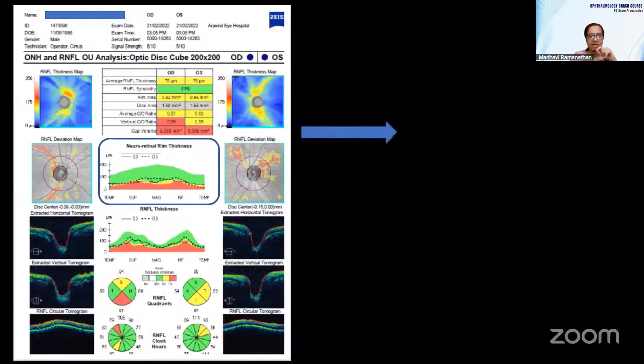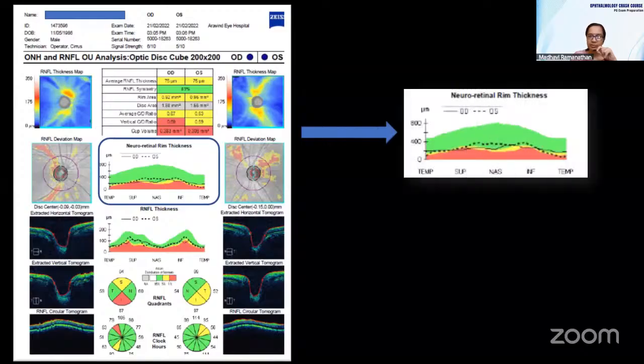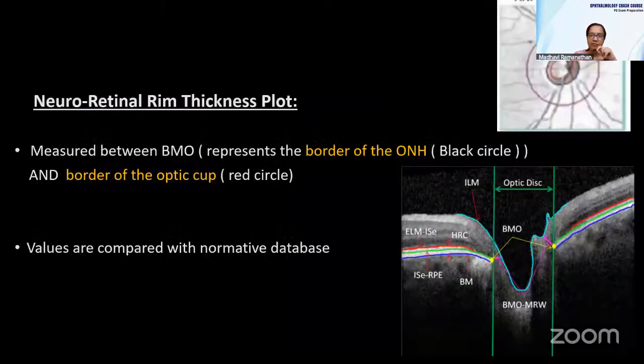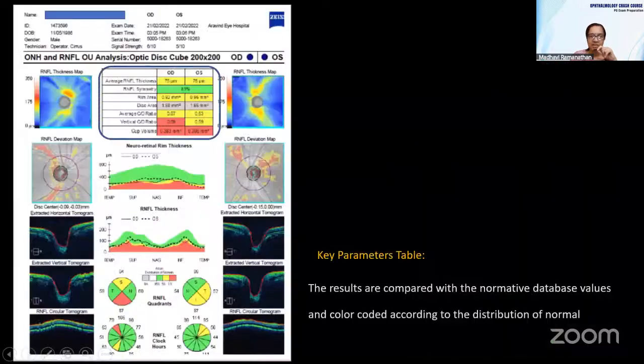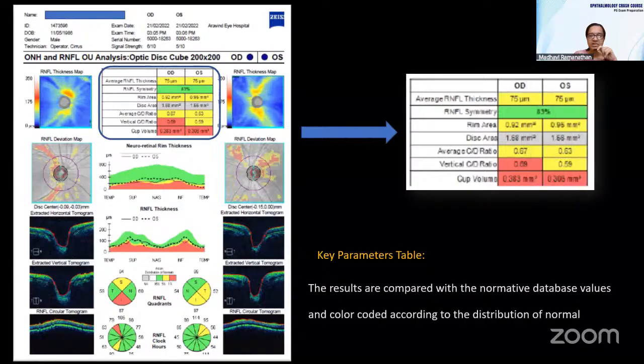So next is the NRR thickness map. Once again, the color coding remains the same and it is again following the T-SNIT pattern. NRR, as I already told, is going to be between the disc margin and the cup margin. Next is the key parameters table. Here the results are going to be compared with the normative database.